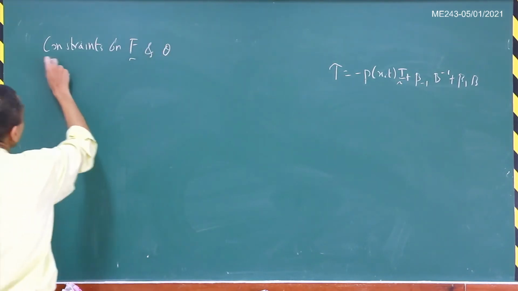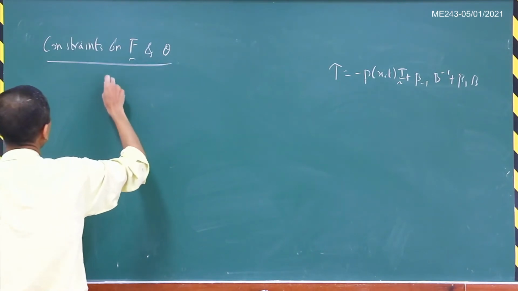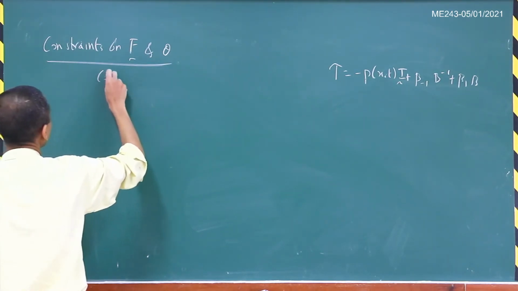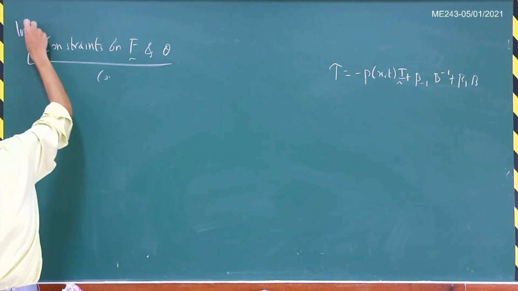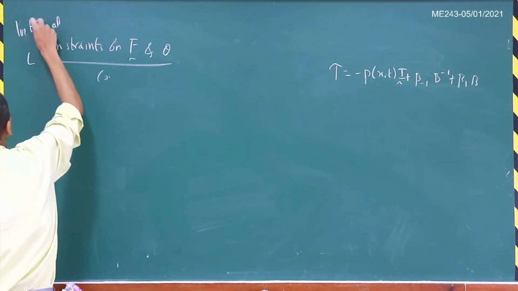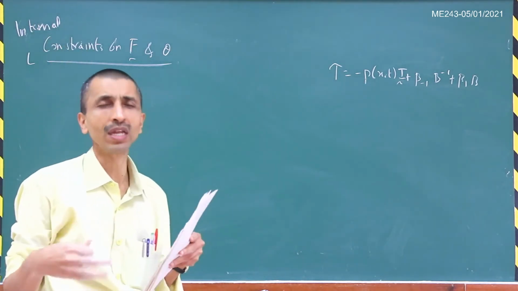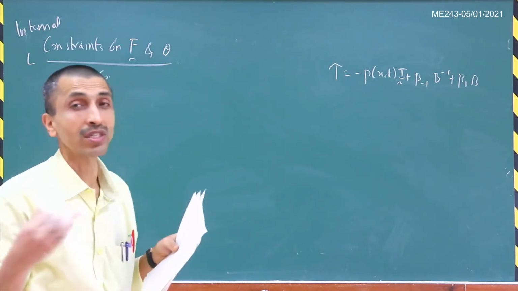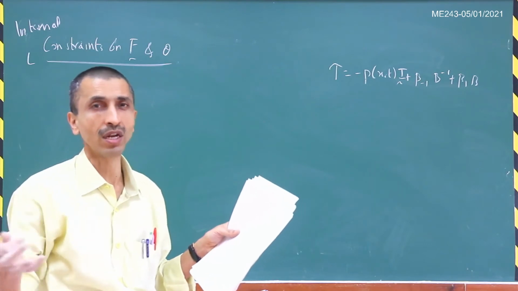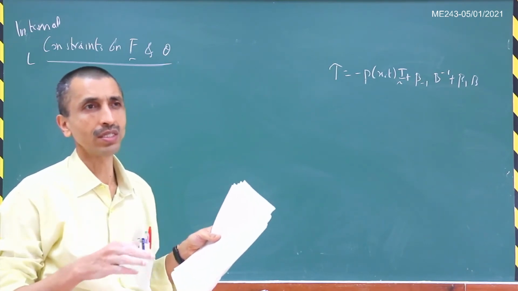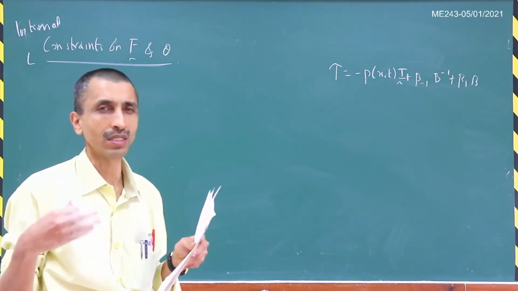Look at this now. Suppose you have an internal constraint. By internal we mean that the nature of the material is such that these constraints exist. By an external constraint, suppose you put roller supports on a structure, that I would call an external constraint. This is an internal constraint in the sense that the nature of the material is such that these constraints.